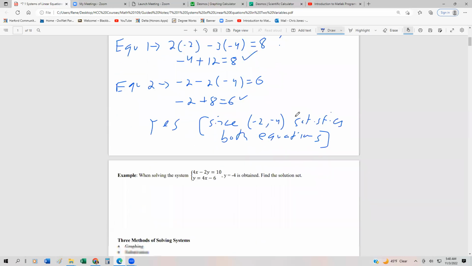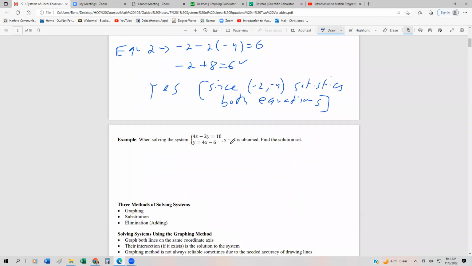Now, let's say for some reason we're solving the system and y equals -4 is obtained. We want to find the solution set for this. All we're going to do is substitute -4 back into either of these equations. I always try to pick the one that's a little bit easier. In this case, it looks like the second one is easier, just because there's no coefficient for the y. We could plug it into the first because the solution satisfies both, but I'm just going to plug it into the easier one. So we get -4 equals 4x minus 6. From there, we just solve it like a regular linear equation.